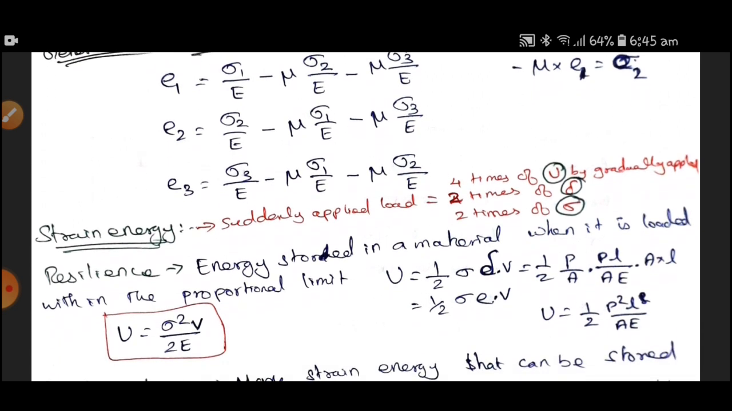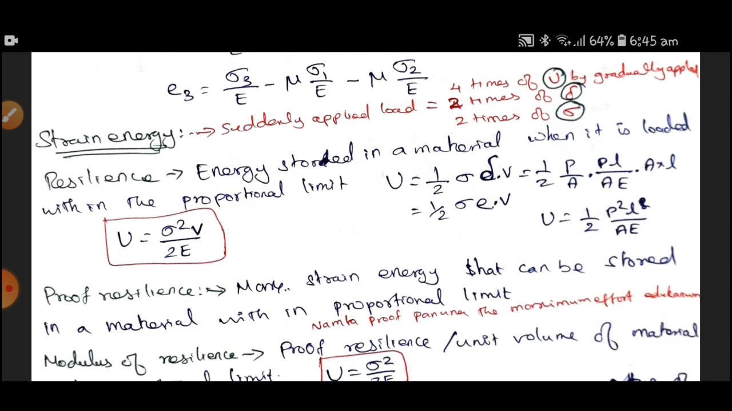One is resilience. Resilience is the energy stored in the material when it is loaded within the proportional limit. We have a formula U is equal to half into sigma into strain into V. From the derivation, the strain energy is sigma square V divided by 2E. Proof resilience is the maximum strain energy that can be stored in the material within the proportional limit.